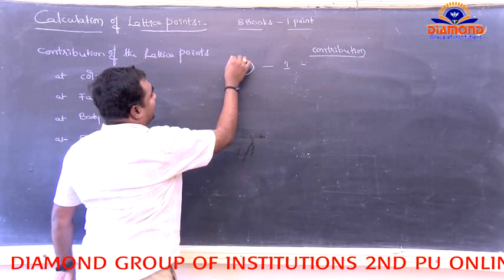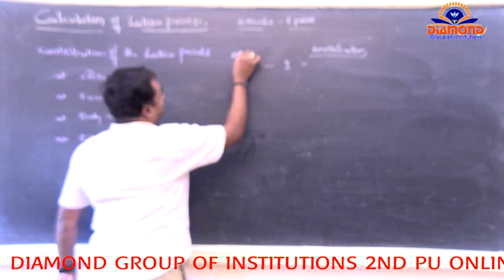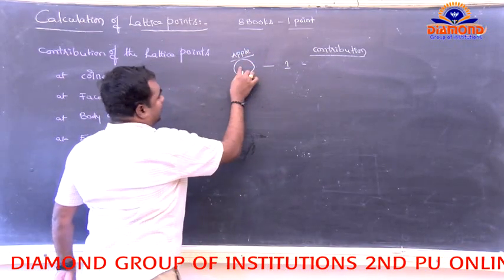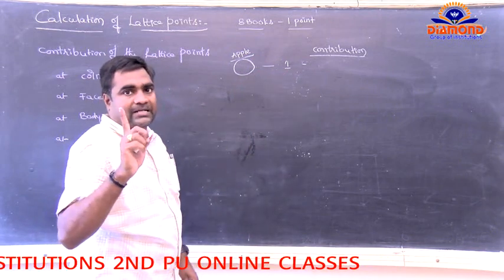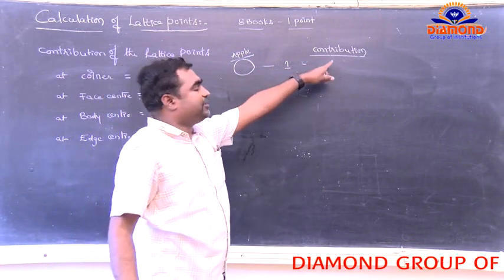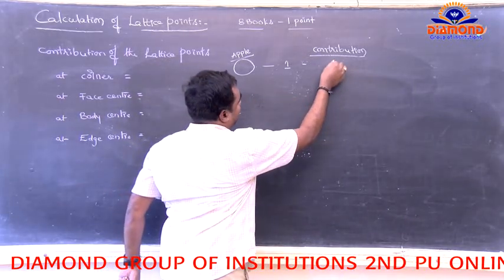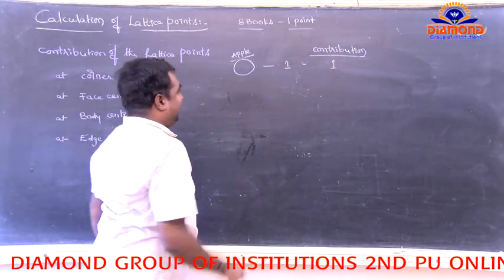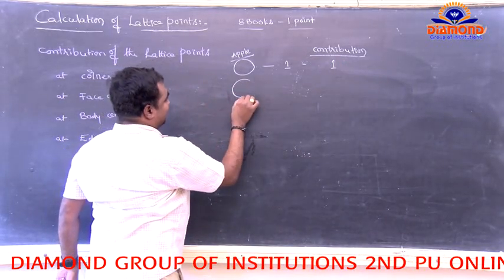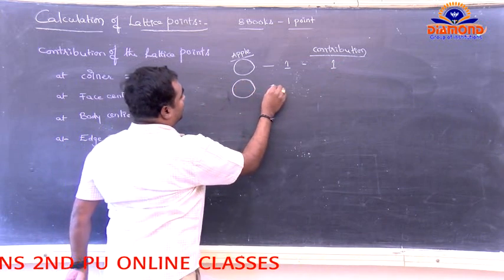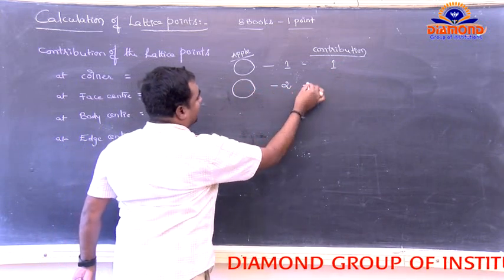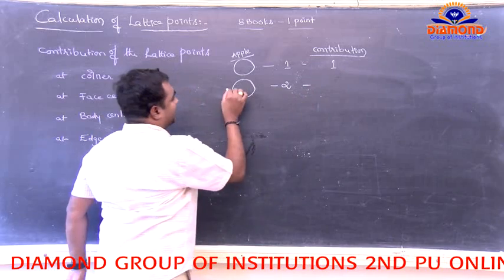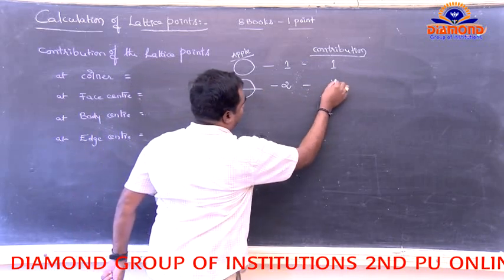One apple is contributed to only one person. How much contribution is this? Remember, only one is the contribution. Next, here again the same. One apple is contributed to two persons. What's the contribution? So we get the half, nothing but 1/2.